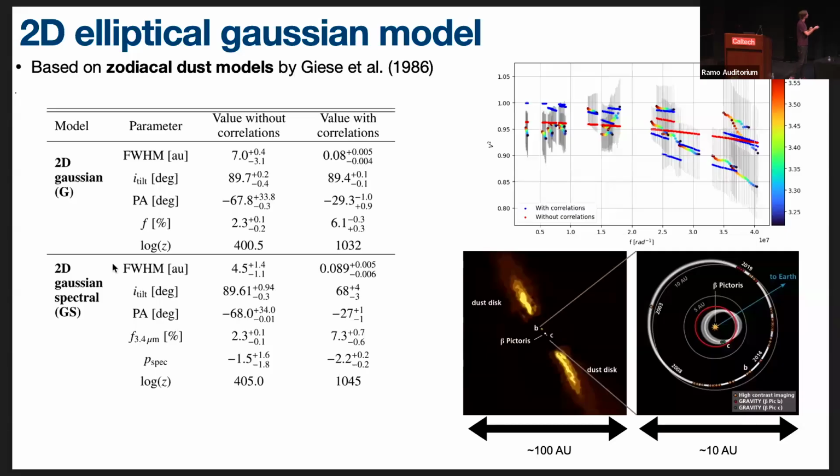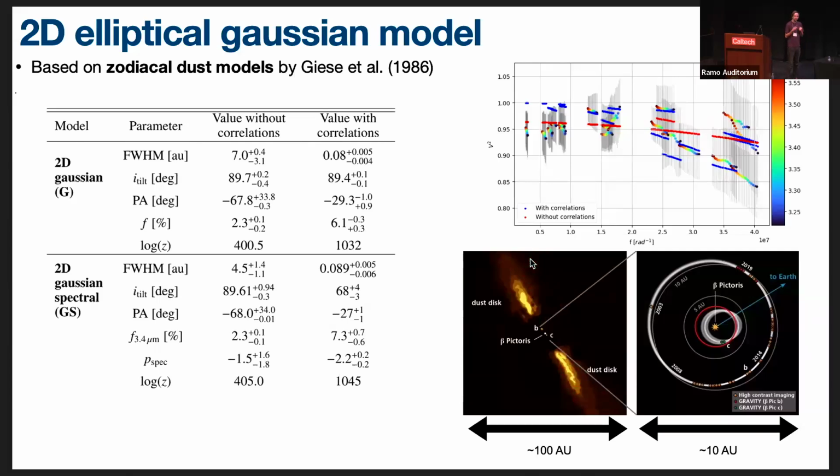You can see here the full width half maximum. It is a fraction of an AU. So we're really at a few stellar radii from the star. It is very inclined. And something that was quite surprising for us is that it is misaligned with respect to the outer disk. So here you have an image of the outer disk. This is the cold debris disk. And we find a misalignment of about 60 degrees with this outer debris disk.